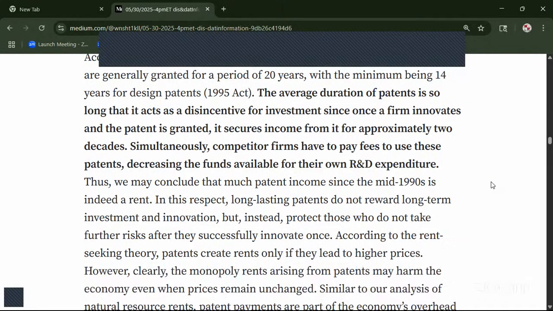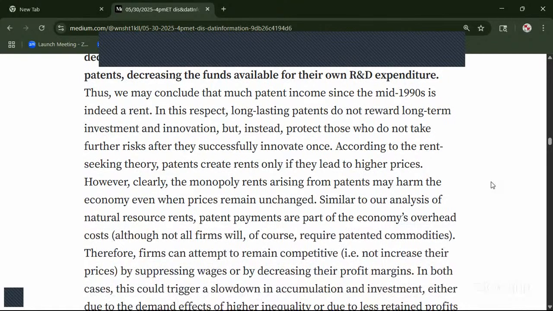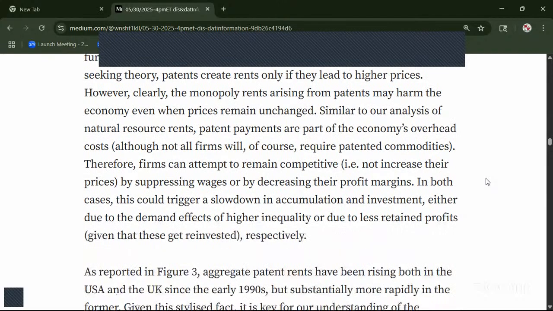Now, according to the rent-seeking theory, patents create rents only if they lead to higher prices. However, clearly, the monopoly rents arising from patents may harm the economy even when prices remain unchanged. Similar to our analysis of natural resource rents, patent payments are part of the economy's overhead costs, although not all firms will, of course, require patented commodities. Therefore, firms can attempt to remain competitive, i.e., not increase their prices, by suppressing wages or by decreasing their profit margins. In both cases, this could trigger a slowdown in accumulation and investment, either due to the demand effects of higher inequality or due to less retained profits, given that these get reinvested respectively.